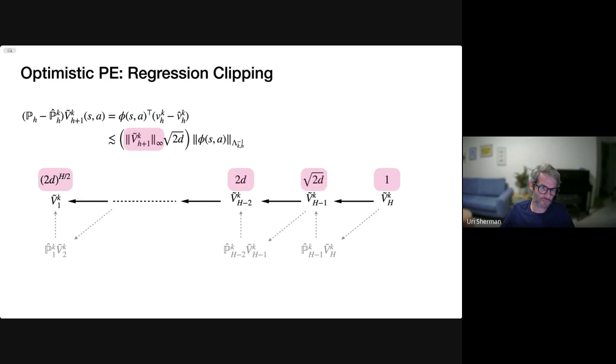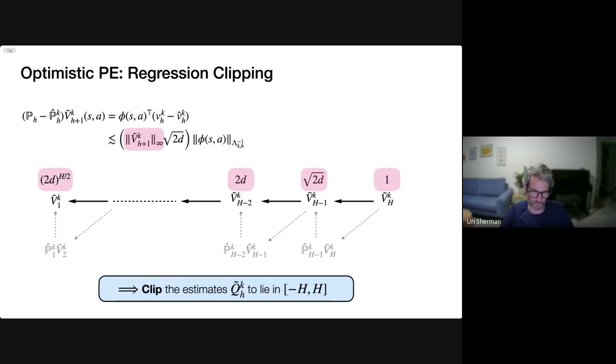Okay, so the solution for this, which is also present in many works, is clipping the values of the Q functions to lie in some reasonable range that should contain the true value. And the nice thing is that as long as it really should contain the true value, this simple technique works just fine.